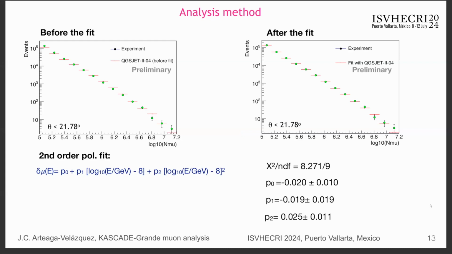So you can see the data points. These are the experiment, and the fit is represented by these red data points. And this is the result of the corresponding fit to the experimental data.